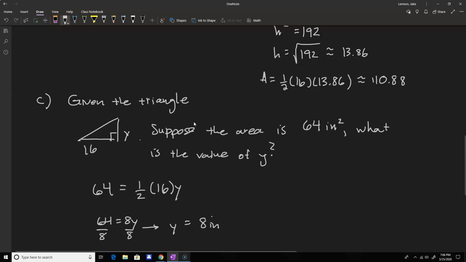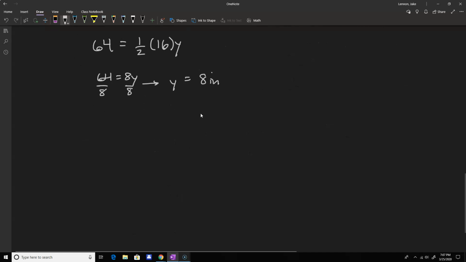So that's it basically for the basic problems here. Let's look at a couple of Pythagorean theorem examples. So for this example, find the missing side using the Pythagorean theorem, and these are pretty straightforward.